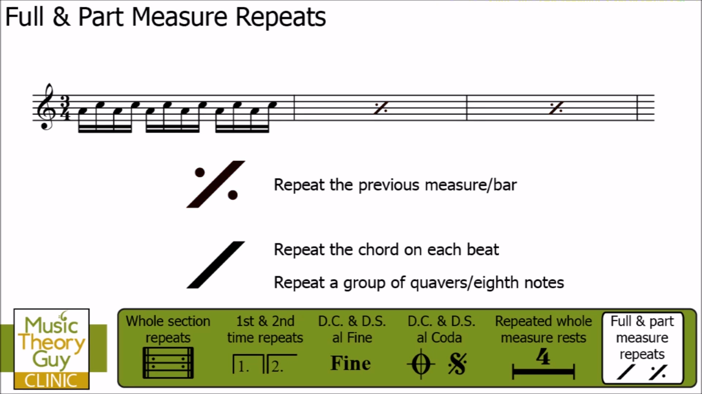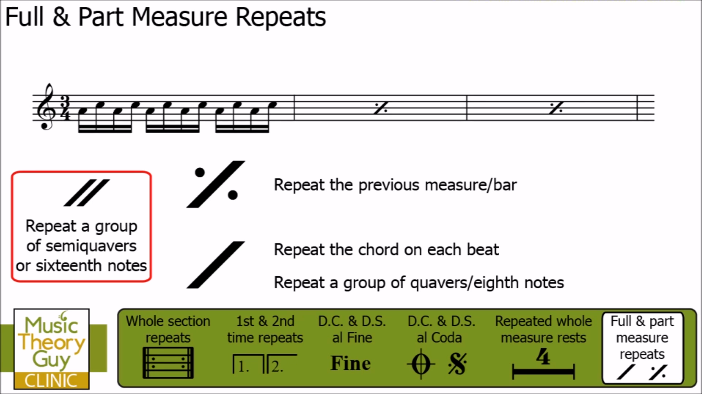Now, have a look at that first beat of the first bar or measure. It's exactly the same as beats 2 and 3. As a result, what we can do, we can use this symbol to replace those second and third groups of semiquavers or 16th notes. It basically means repeat a group of semiquavers or 16th notes. So this is how we can change the bar to make it a bit easier to read.